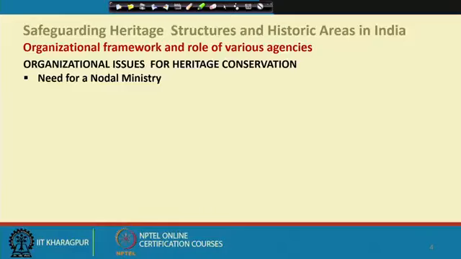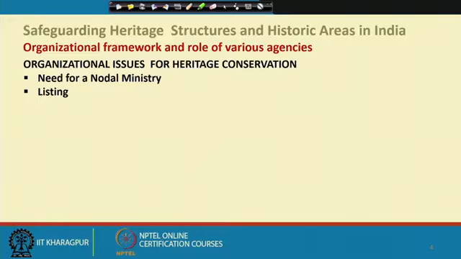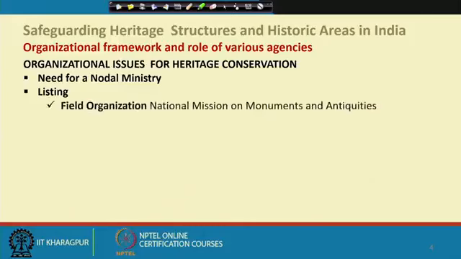So, he identified that there is a note for the nodal ministry. The listing has to be very important, and the National Mission on Monuments and Antiquities has done a lot of work at the national level. So, there is no need for repeating things. We have to have access to that and see where the gaps are, how it can be updated, and how the information can be made available to all. And if there is some need for a heritage regulation in a local context, that has to be done.